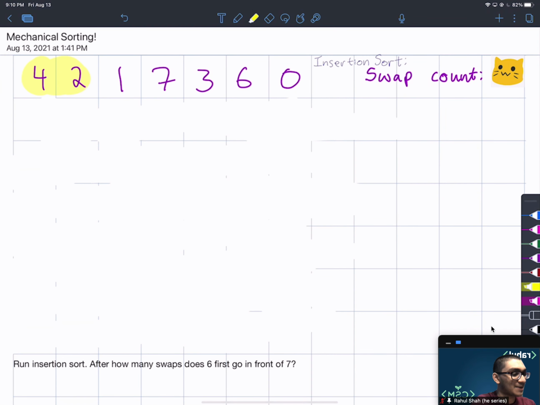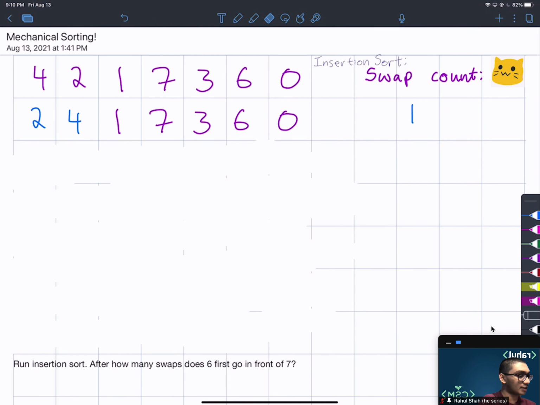So if the blob expanded here, it would have to swap 2 and 4 so that it would be sorted, so that would be one swap. And I can actually show you that right here. Notice how 2 and 4 are swapped because the blob, which was originally just 4, now expanded to be 2 and 4. And if the blob is 2 and 4, everything in the blob has to be sorted at all times. That's the invariant for insertion sort.